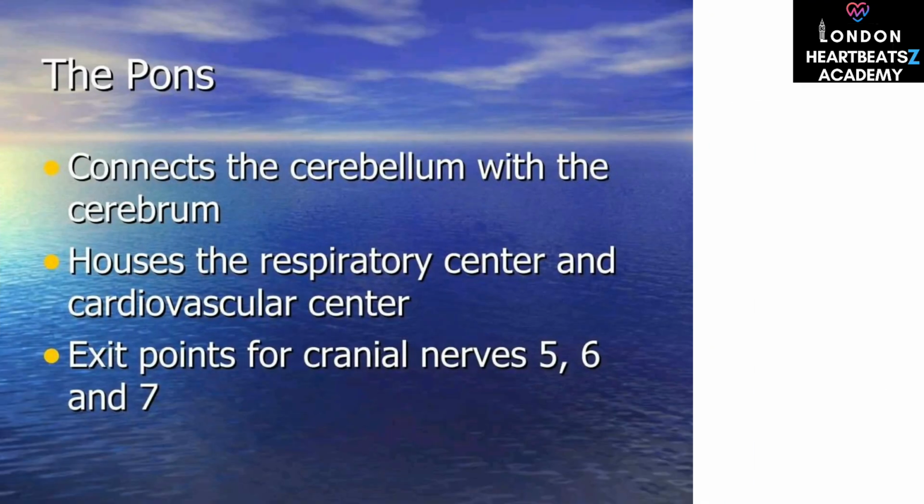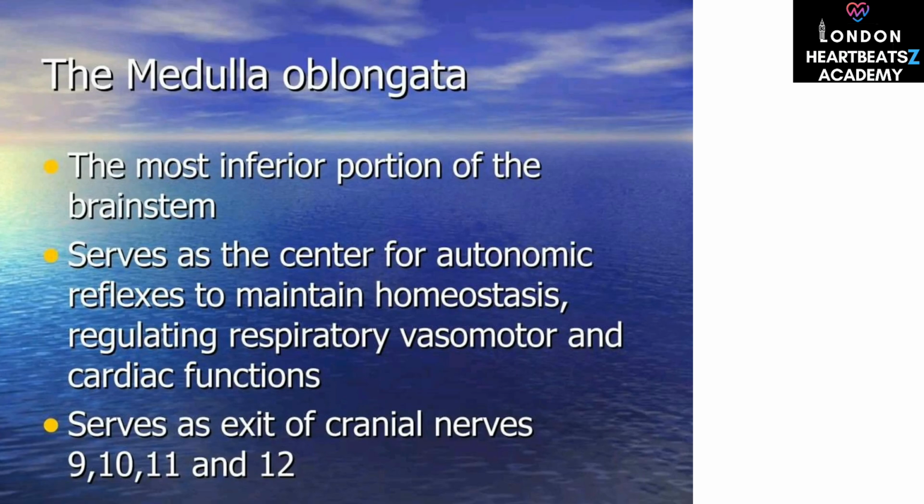The pons connects the cerebellum with the cerebrum. It houses the respiratory and cardiovascular centers and serves as the exit point for cranial nerves 5, 6, and 7. The medulla oblongata is continuous with the spinal cord. It houses the cardiac, vasomotor, and respiratory centers and is the exit point for cranial nerves 9 through 12.